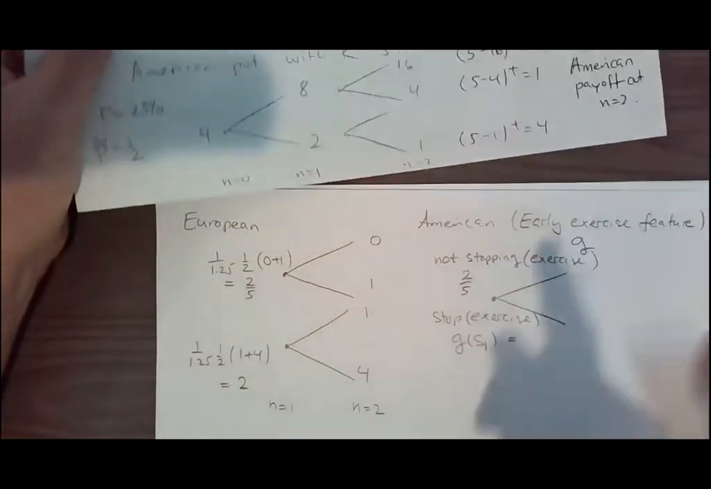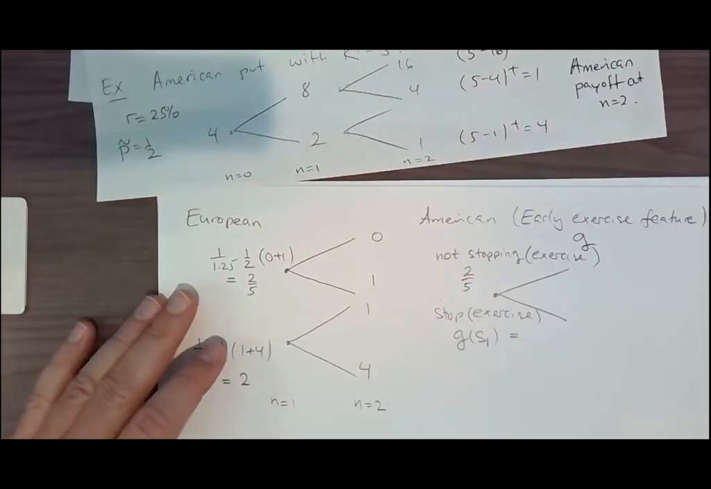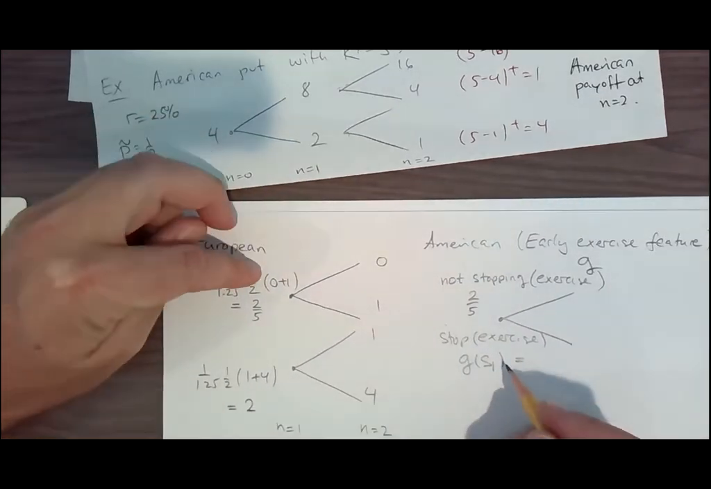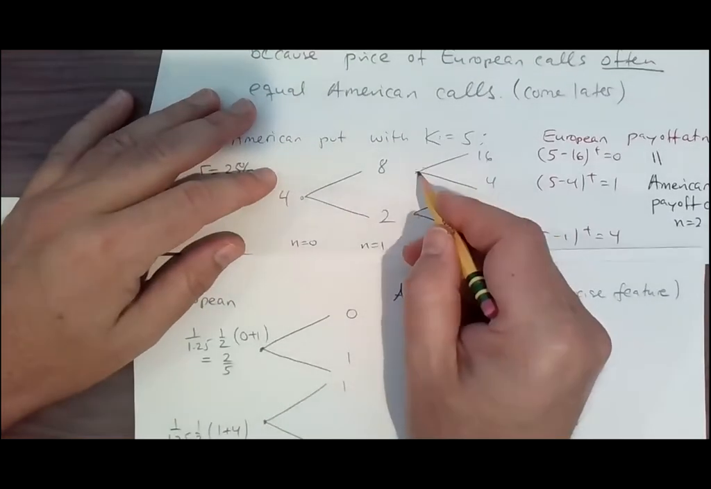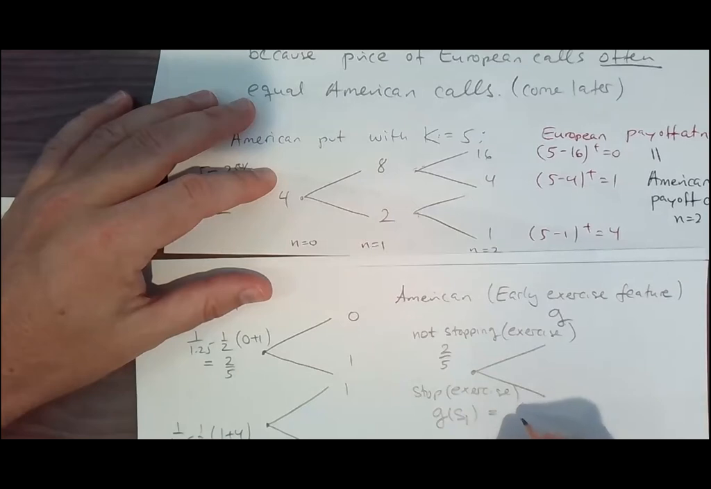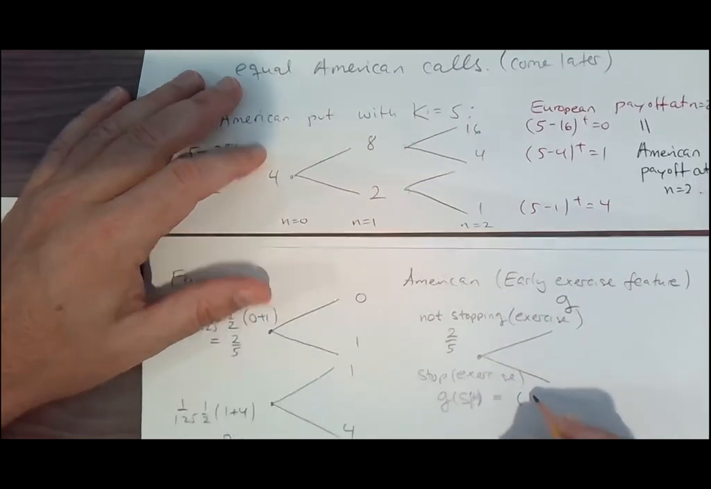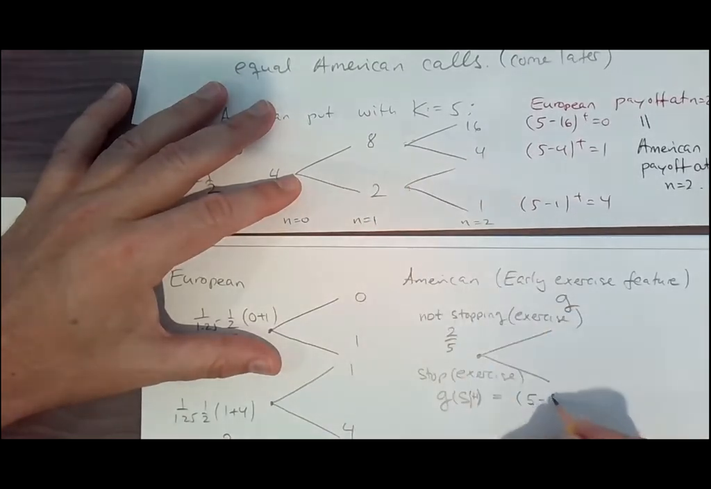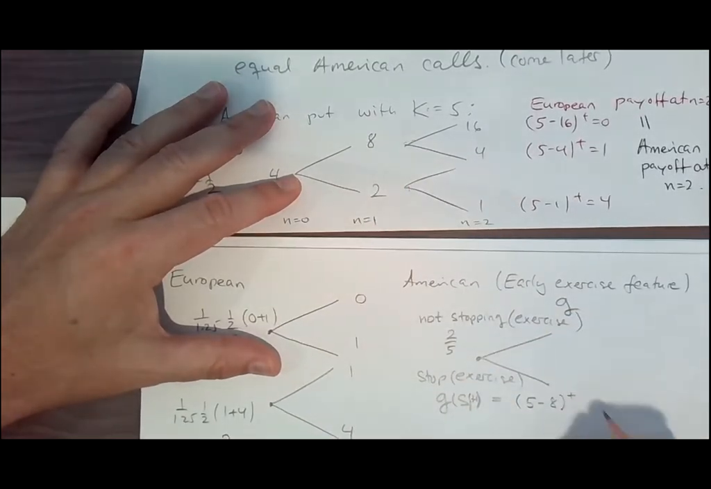So what do we get here if we're in the top one? Well, what is the payoff if I am in the top node? So this is up here, right? So this is g. This here was on a heads. So this is g, that would be 5 minus, and then the stock price is 8. So that would be a 0.